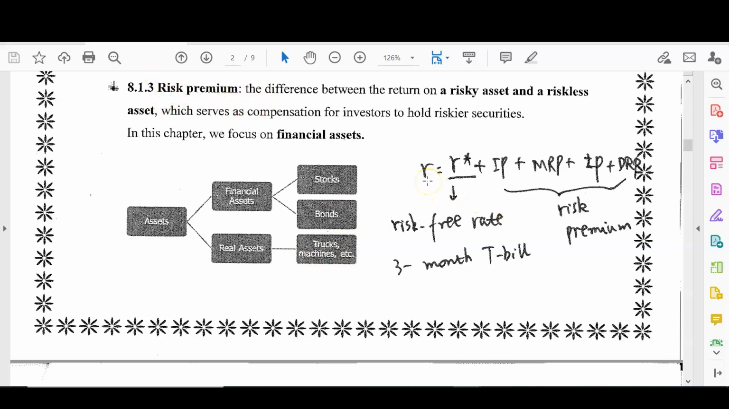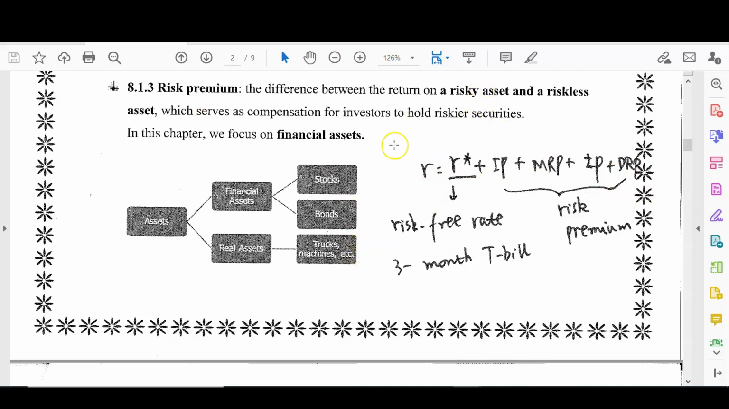Remember, the rate of return for a bond equals the real risk-free rate, which is usually r star, the 3-month treasury bill, plus the 4 other additional premiums. All of these, IP, MRP, LP, and DRP, are called risk premiums. We have these premiums because of the risk that the bond has. Okay, r star is the risk-free rate for the riskless asset. R is the return for the risky asset, the bond. So the difference between these two is going to be the other risk premiums. We add them to the risk-free rate so we can calculate the return of the risky asset.